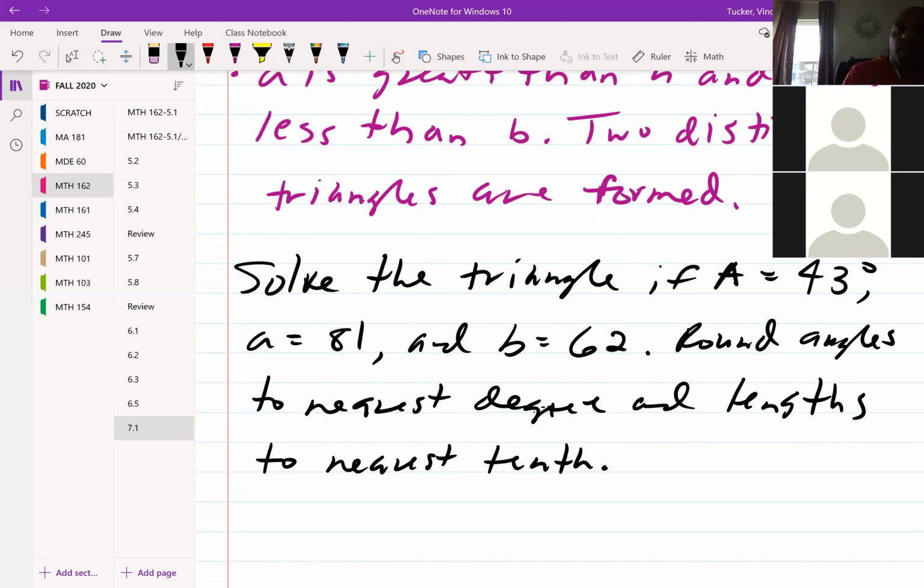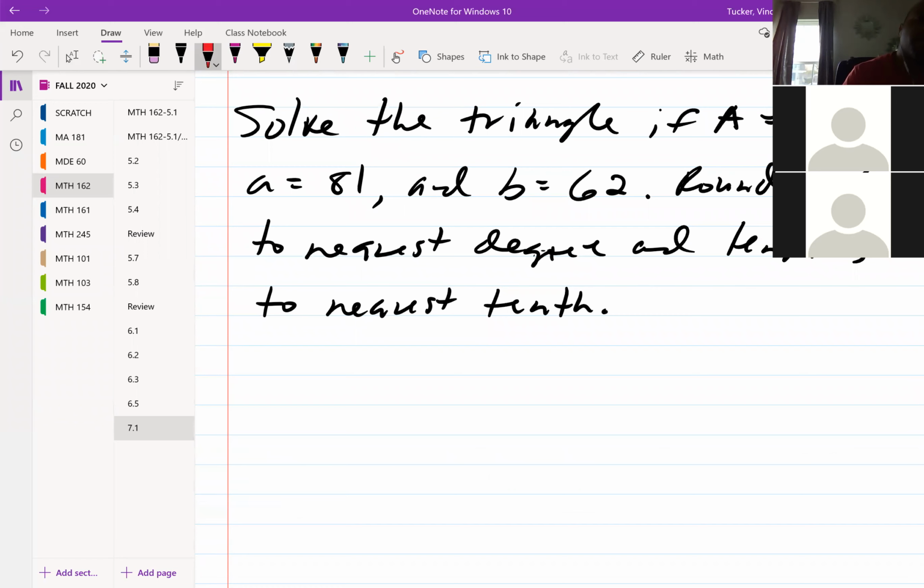All right, so we're going to solve the triangle. Wait, hold up. Capital A is equal to 43 degrees. Lowercase a is equal to 81. Lowercase b is equal to 62. So writing down our givens.